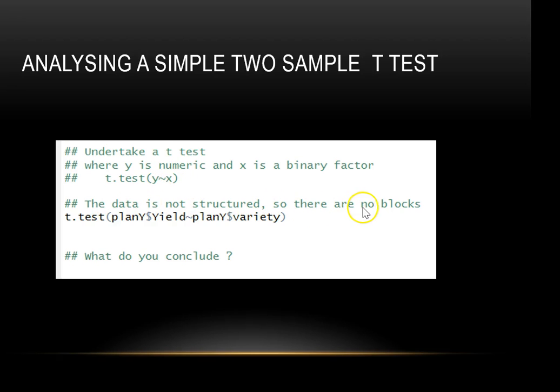The data's not structured, there's no blocks in this data. So for my particular data, I'm going to say t.test, because that's the function, and then instead of y, I'm putting my yield variable. So it's coming from this data set with the yield. planY$yield gives me the y variable. I've got the tilde there, which is what's up here. And then this one is the variety. So this is the x. And then you run the t-test and see what you conclude.